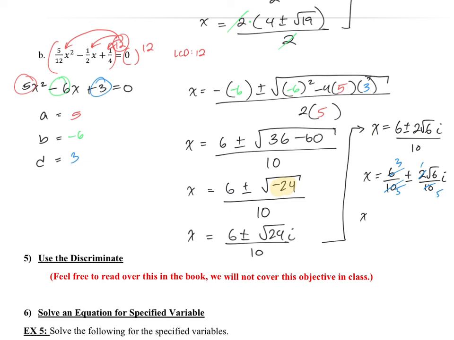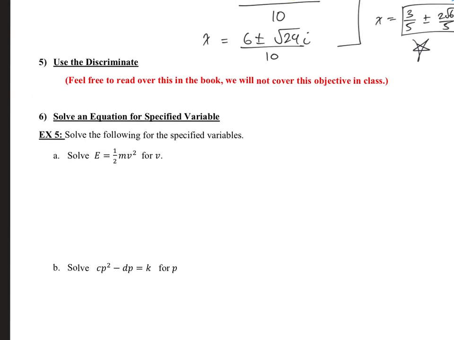And we're left with x equals 3 over 5 plus or minus 2 root 6 over 5i. So if you'd been told to solve over complex, you would have answered with this. If you hadn't been told to solve under complex, you would say no real solution. Once again, it does depend on your instructions or the directions.